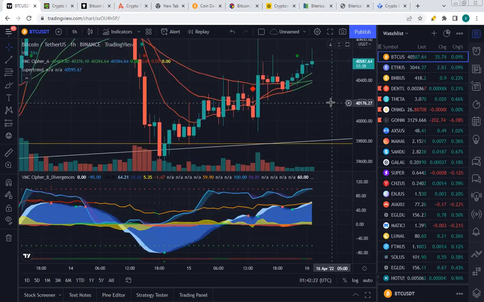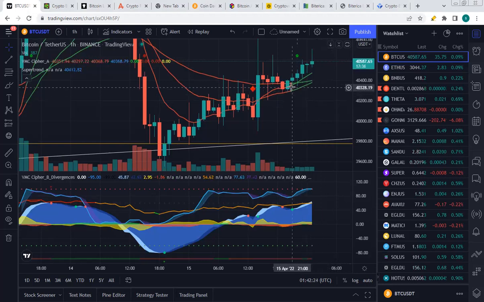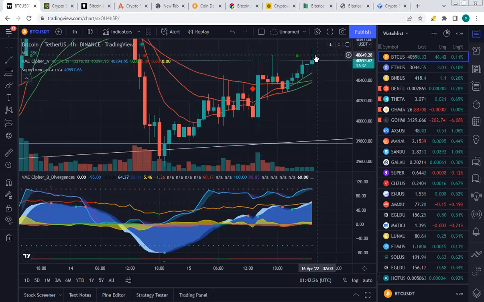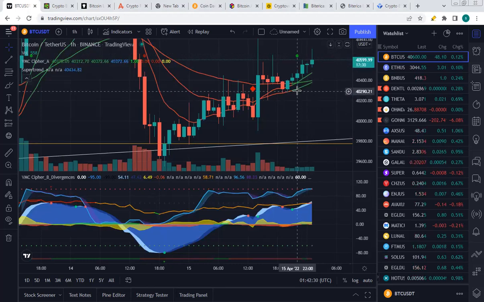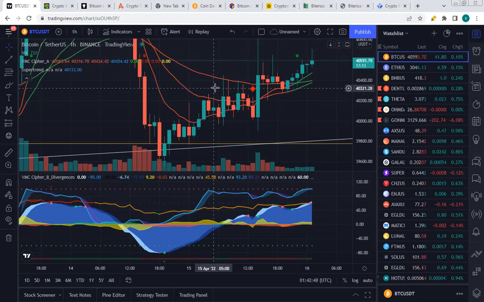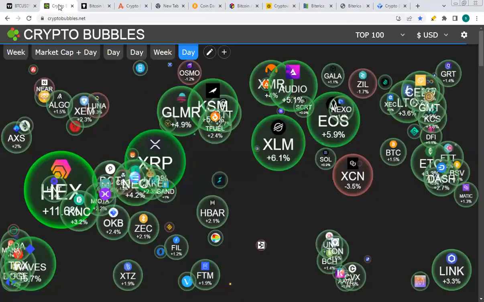So if you're a short-term trader, you'll see that in the last 1, 2, 3, 4, 5, 6 hours, we've had all green candles moving to the upside and the ribbons have flipped green. So in the short term, Bitcoin looking good. Let's move away from the charts and see what else is happening today.